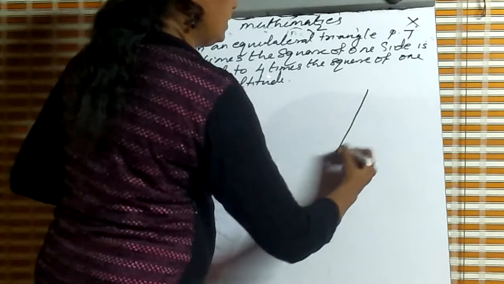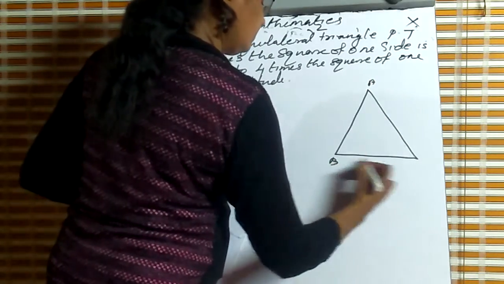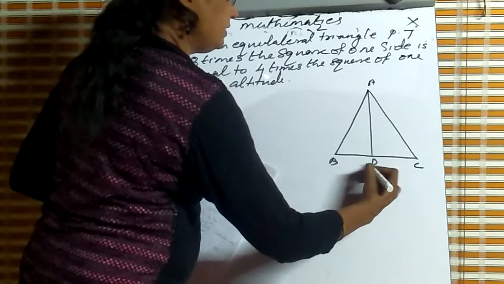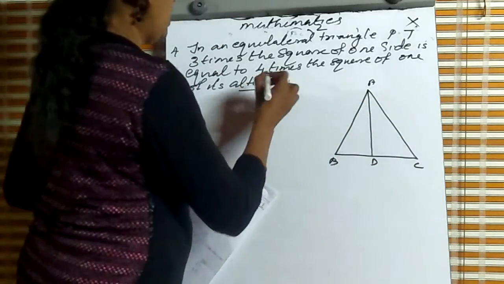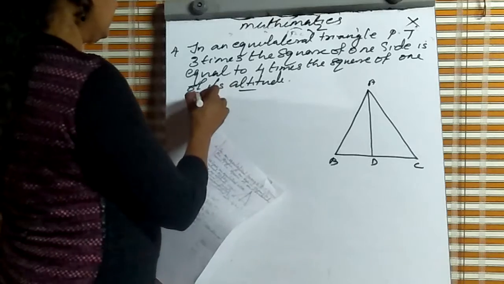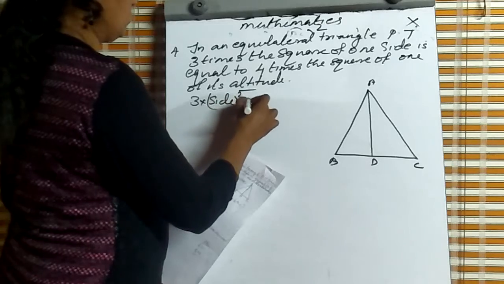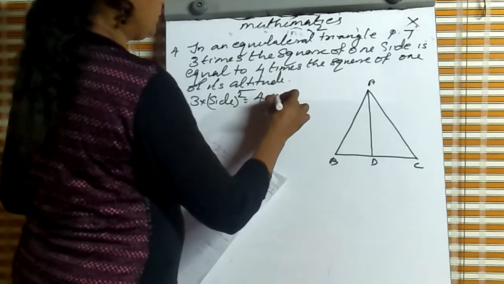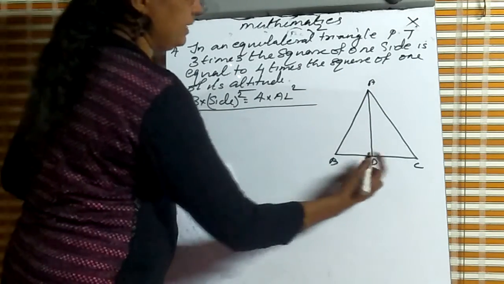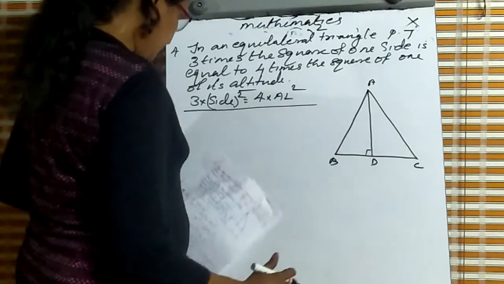Here ABC is an equilateral triangle and AD is one of its altitudes. We have to prove that 3 times the square of a side is equal to 4 times the altitude square. For that, here AD is perpendicular to BC, so angle ADB is a right angle, and ADB is a right-angled triangle.